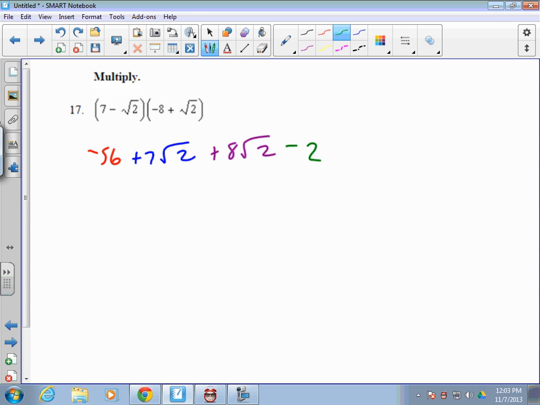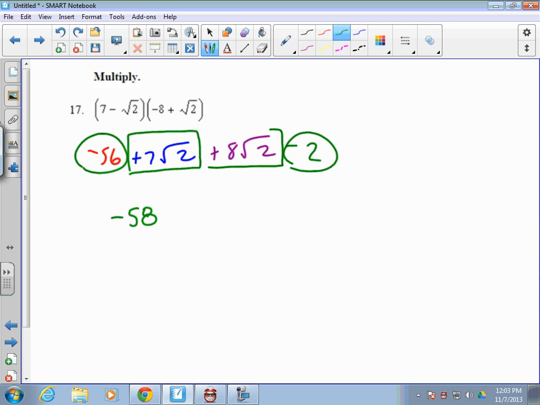We can combine the like terms. We have negative 56 and negative 2, which gives you negative 58. And we have 7 times the square root of 2 plus 8 times the square root of 2, which gives you plus 15 square root of 2.